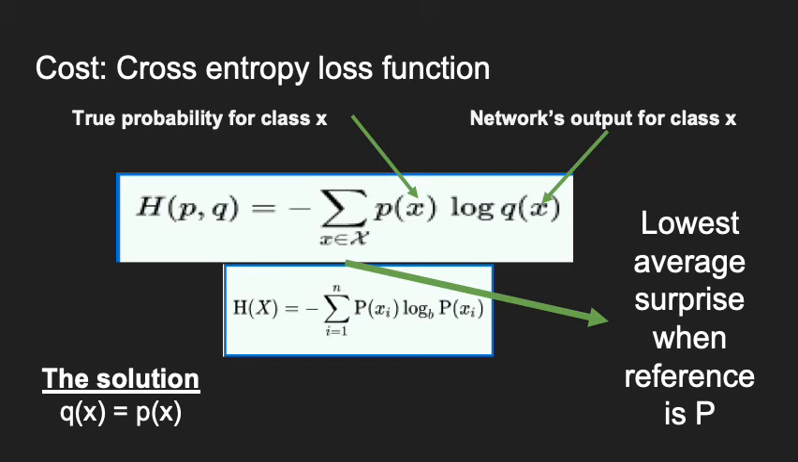Using this cross-entropy loss function, we're able to fit closely the distribution of the outputs of the model to the distribution of the targets, the labels that we have in our training set.